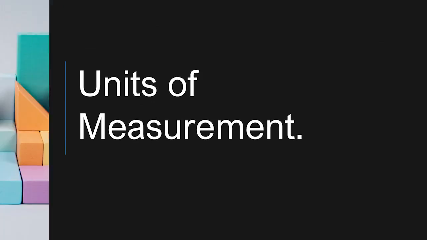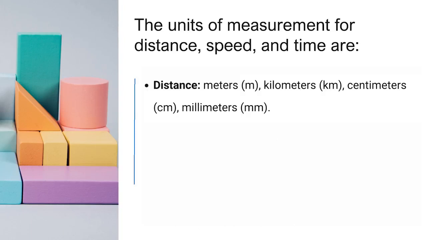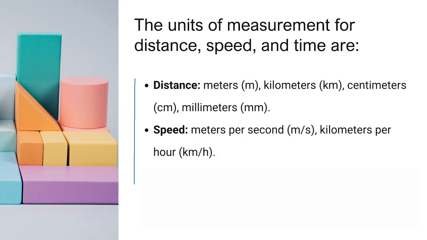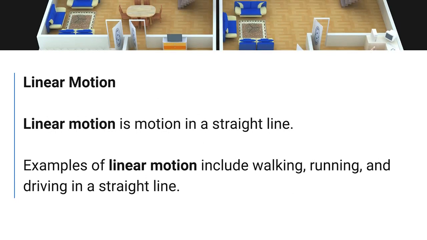Units of measurement. The units of measurement for distance, speed, and time are: distance, meters, kilometers, centimeters, millimeters. Speed, meters per second, kilometers per hour. Time, seconds, minutes, hours. Linear motion.